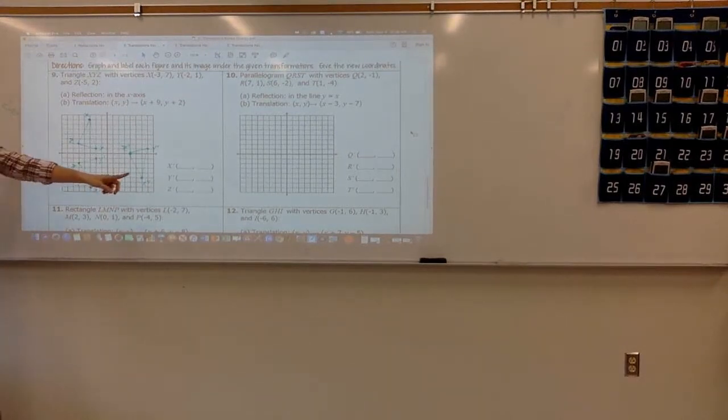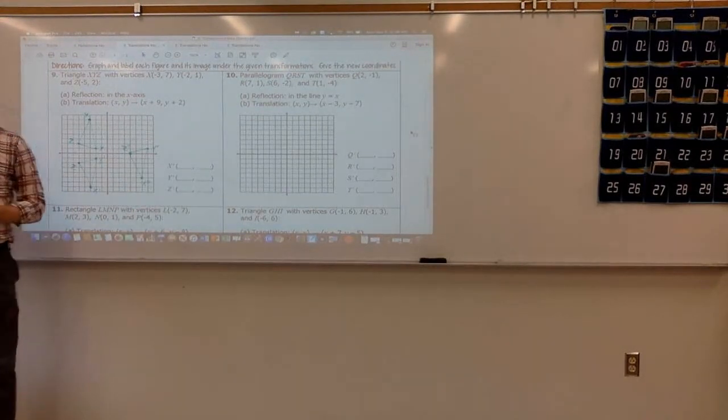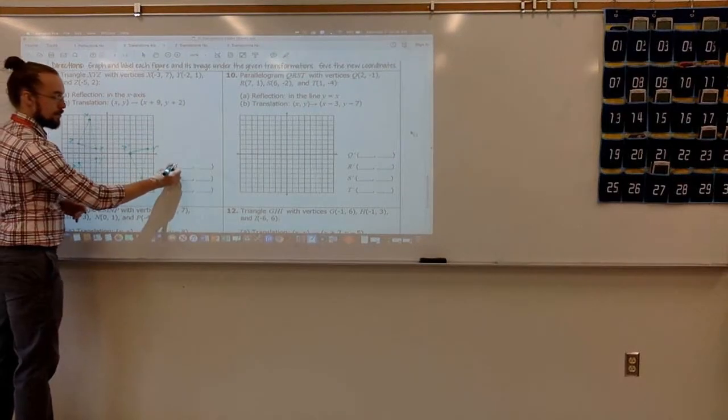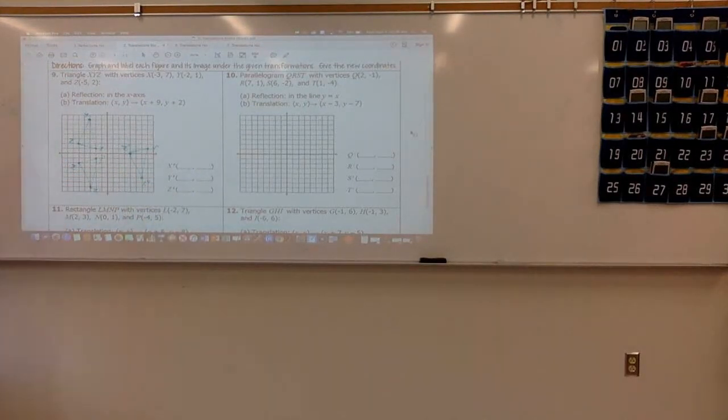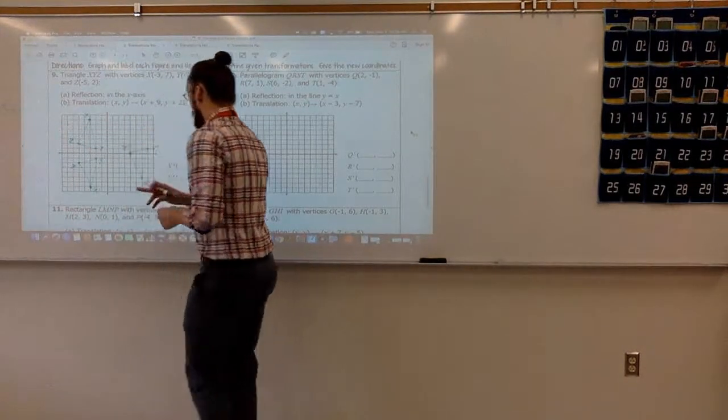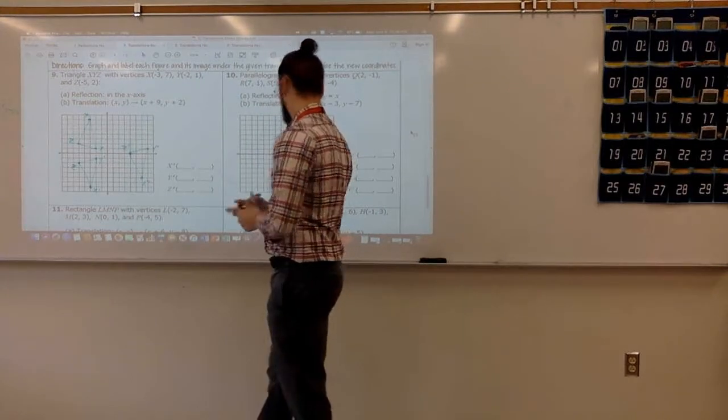So we want to jot down our final coordinates. Now, these should have double primes on them actually. We want to write down our final coordinates, right? X double prime, y double prime, and z double prime. So all of those mean double time? 9, 10, 11, 12? Yeah.